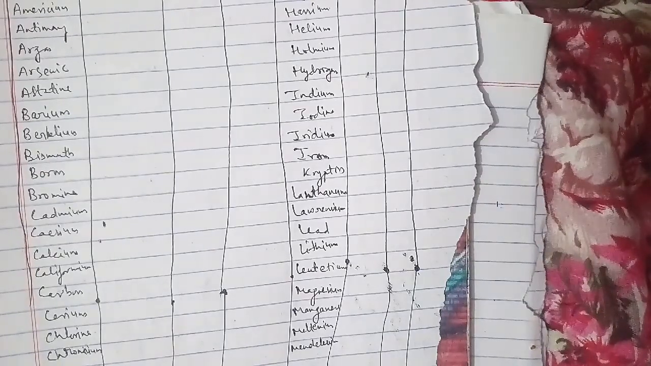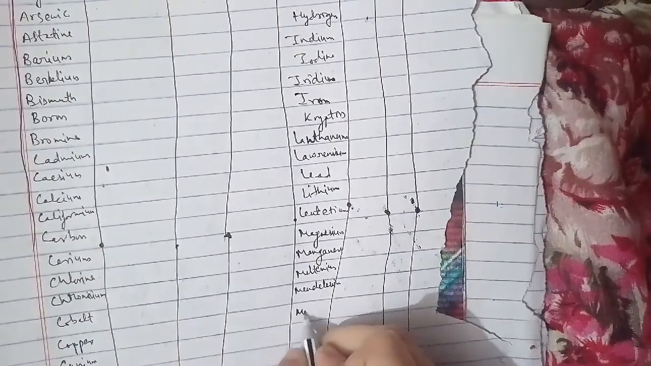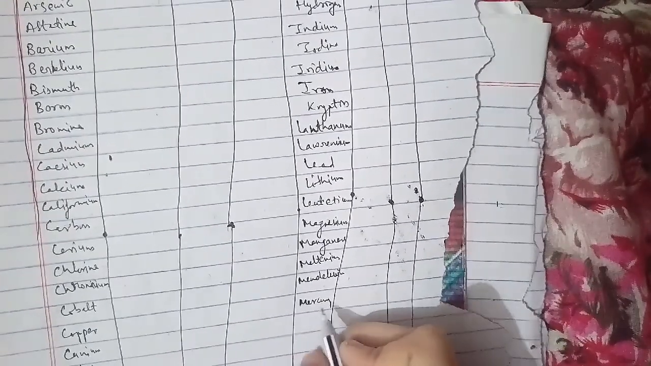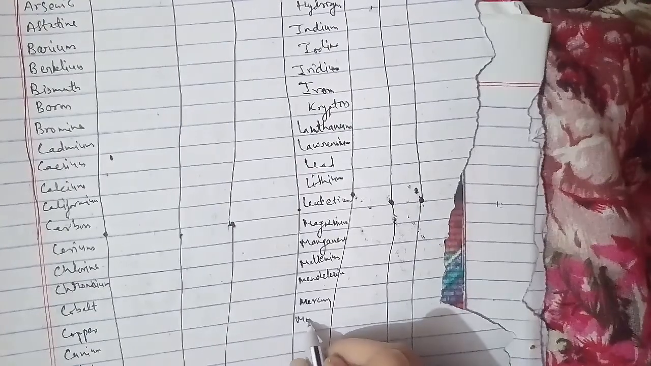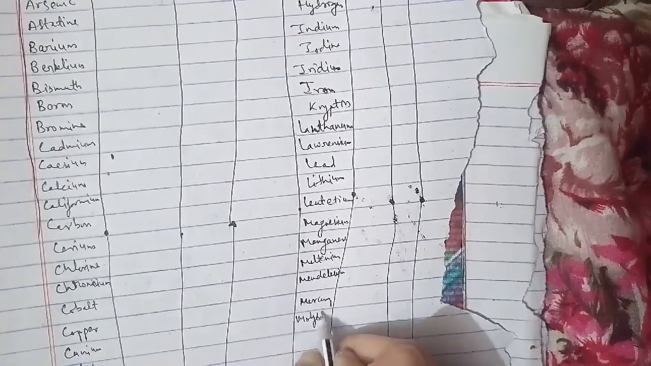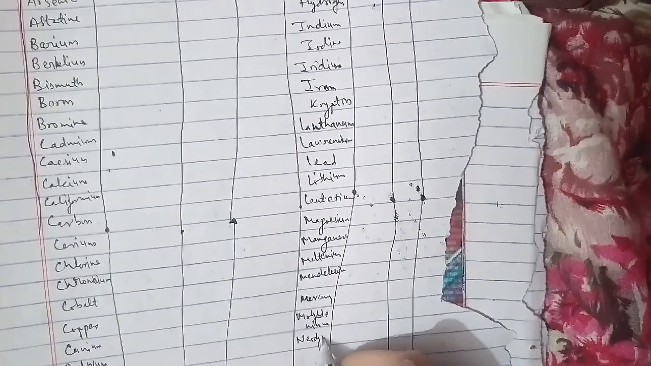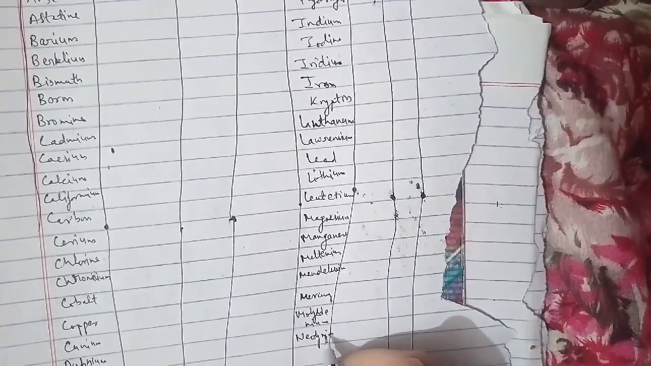Then we have neon, then neptunium, then nickel, after nickel we have niobium, after niobium is nitrogen, after nitrogen we have nobelium.